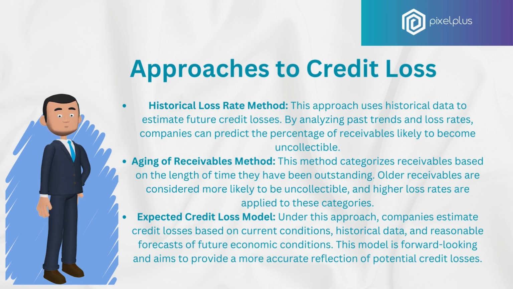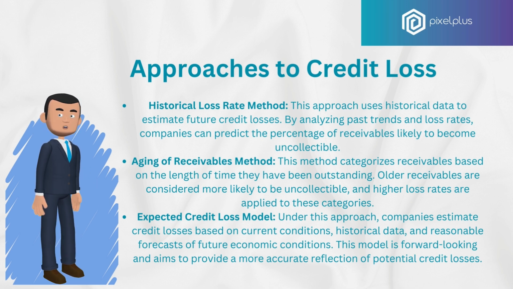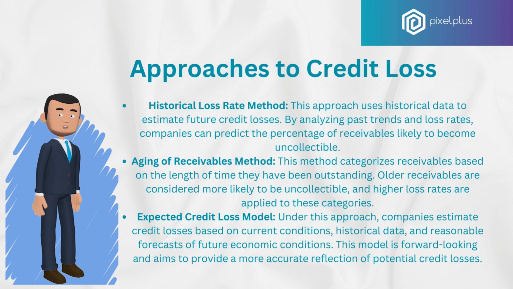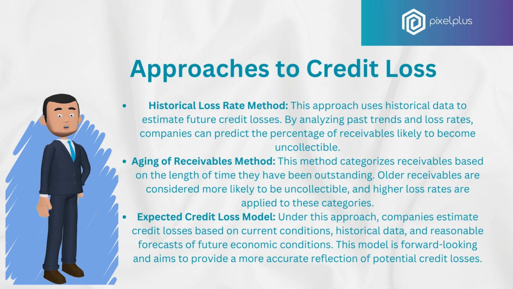Aging of receivables method. The aging of receivables method categorizes accounts receivable based on how long they have been outstanding, with older receivables considered more likely to be uncollectible. The process includes 1. Classify receivables by age. Sort receivables into categories based on the length of time they have been outstanding, for example 0 to 30 days, 31 to 60 days, 61 to 90 days, over 90 days.